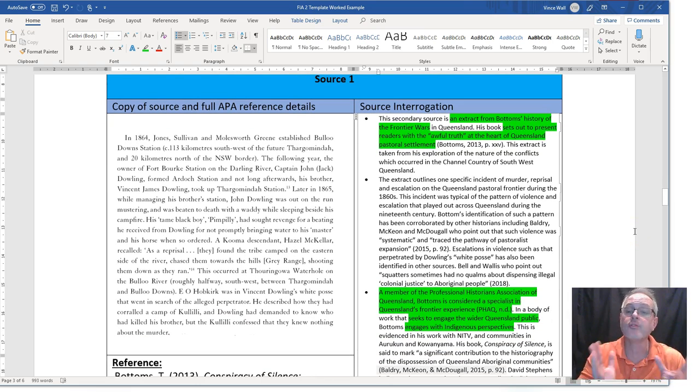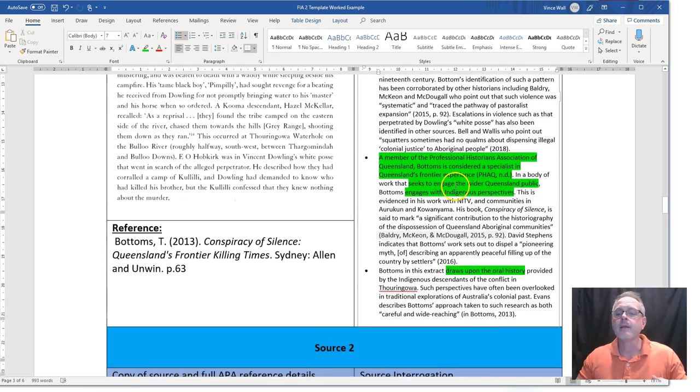Firstly, I've started to think of some of my ADAMANT terms. Okay, we've got authorship. We're starting to think origin. We're starting to think agenda. So how do they come through? What's it from? What's its origin? Well, the origin of this source is in Bottoms' History of the Frontier Wars. What does that book hope to achieve? What is its agenda? Well, it sets out to present readers with the awful truth at the heart of Queensland's pastoral settlement.